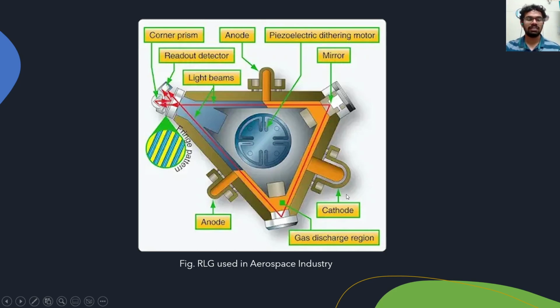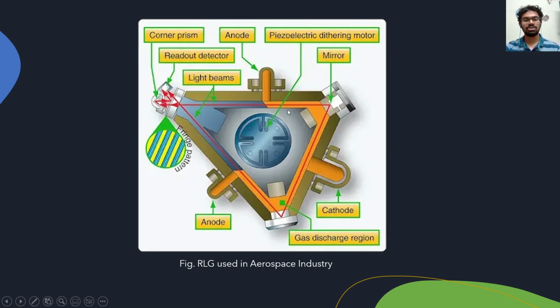And when the device rotates, due to the Sagnac effect, the one on the right, if it is clockwise, will reach first, and the left one will reach later. So by calculating this difference in frequencies, we can determine the angular velocity.